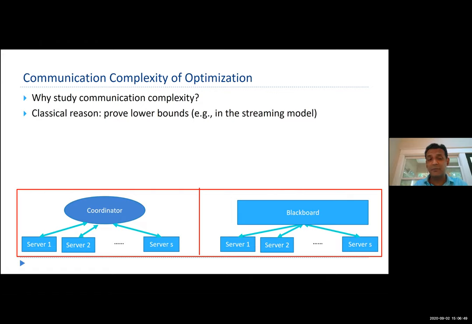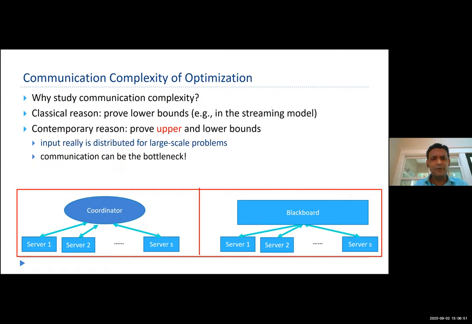For example, in the streaming model. A contemporary reason is not just lower bounds, but also to prove upper bounds, because the input really is distributed for many large scale problems. We see this all the time. And communication can in fact be the bottleneck as opposed to computation.